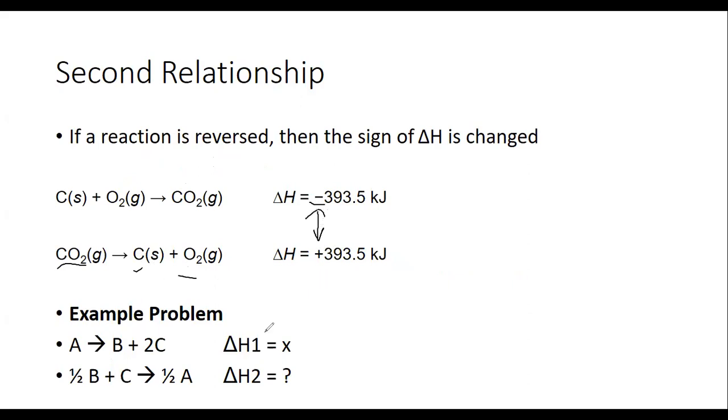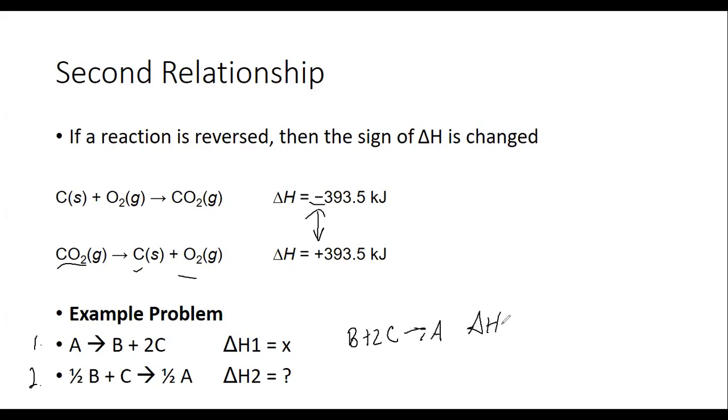So our example problem here is we're using both the second and the first relationships together. So equation 1, I have A goes to B plus 2C. In equation 2, I have 1/2 B plus C goes to 1/2 A. So the first thing I've done here is I reversed the equation. So the equation was flipped to now be B plus 2C goes to A.